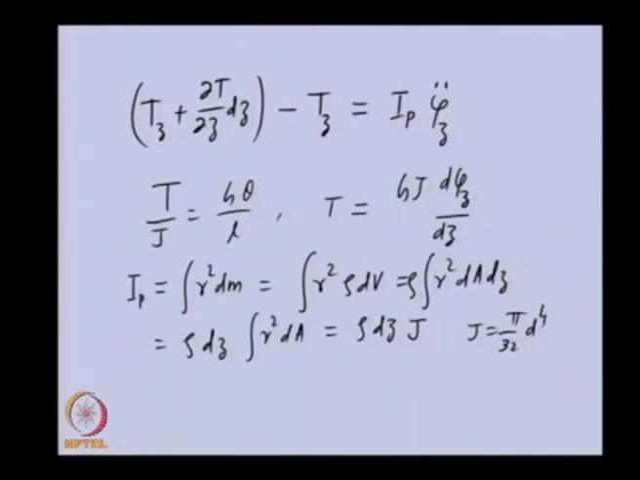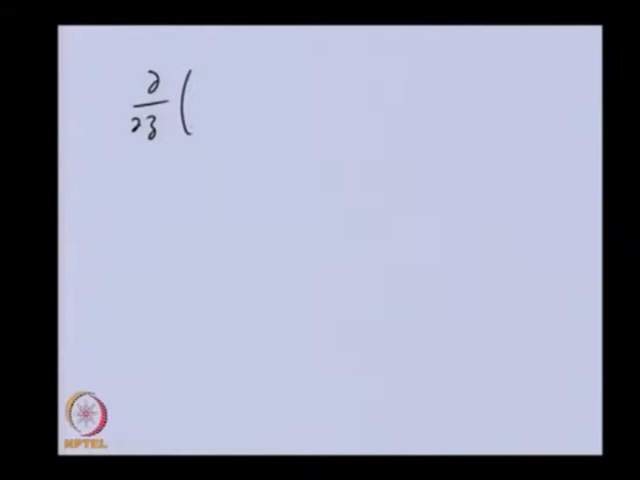So this expression and this expression we can substitute in this governing equation. In this governing equation you can see that these two terms are getting cancelled, and here we will substitute the torque, and here we will substitute IP. So d by dz, for the torque we will write GJ, and this for the torque, and d.